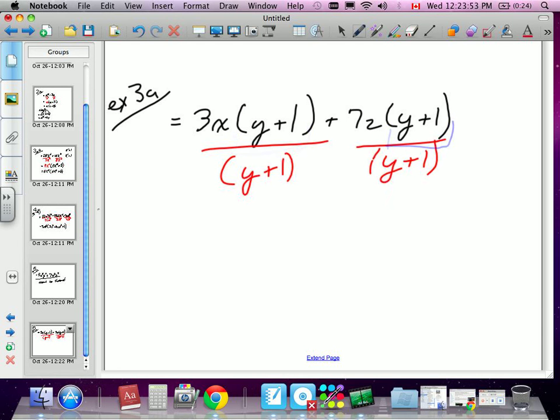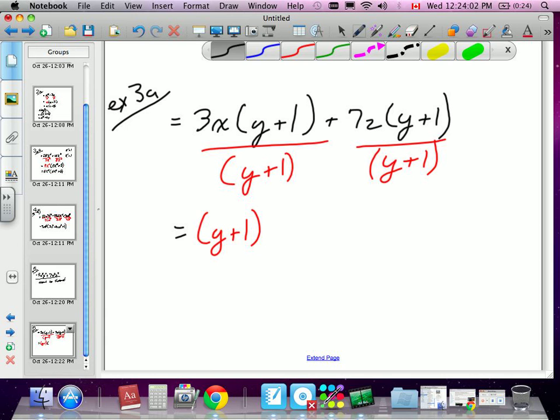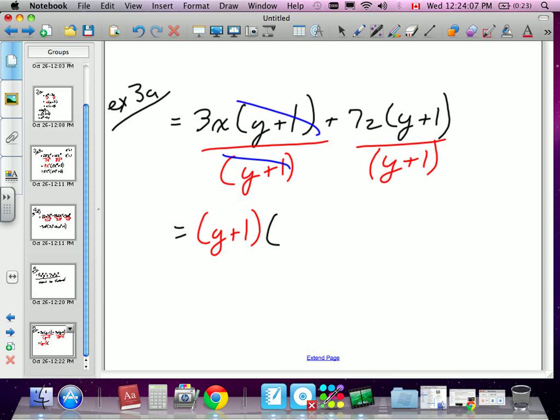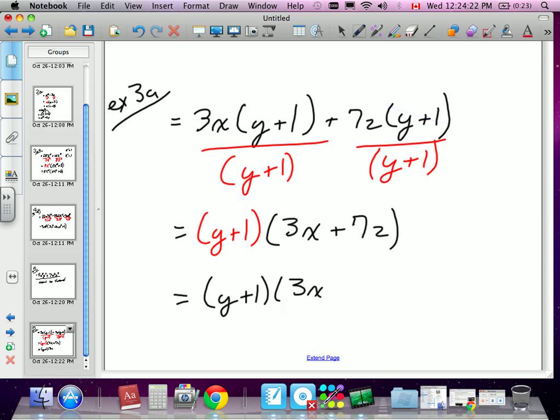So what will end up going to the outside? Yep. So we get y plus 1. And then what's left inside the brackets? So y plus 1 divided by y plus 1, they cancel each other out. What's left? 3x. Same idea on the other one. Y plus 1, y plus 1. What's left? Positive 7z. So our final answer is y plus 1 times 3x plus 7z.